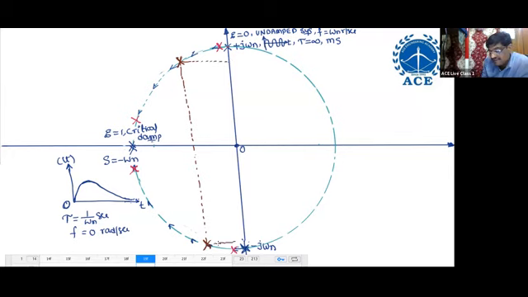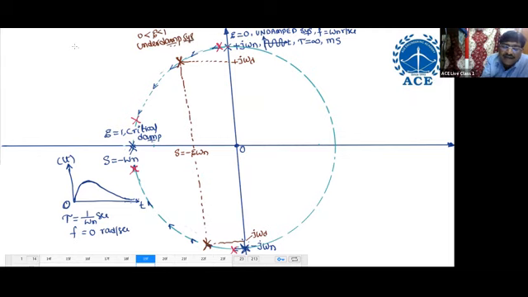Like this. Here the real part is minus zeta omega n. The imaginary part is plus j omega d and minus j omega d. This is for zeta greater than 0 and less than 1. The system is called an under-damped system.